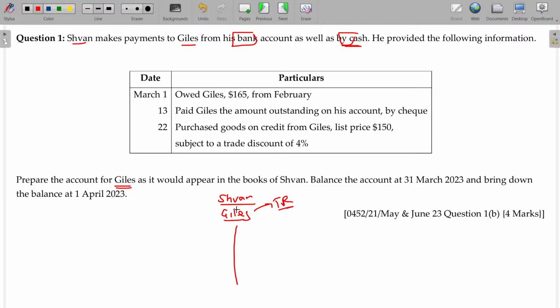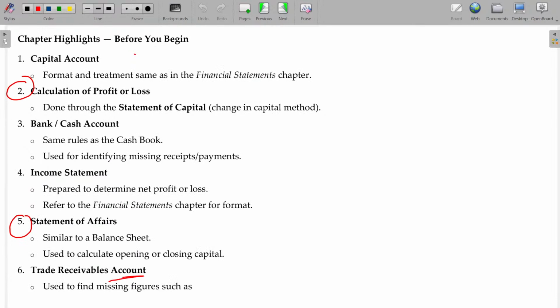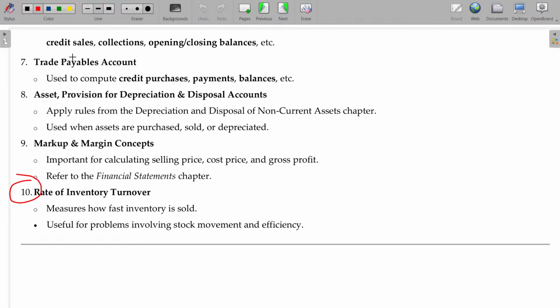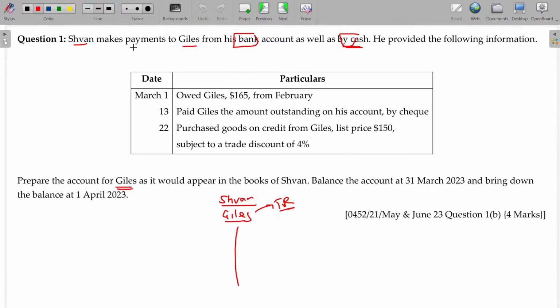Actually, it is not directly related to this chapter. Anyhow, this will be a hint to find out some missing data. This is the account you prepare for finding some missing data. See, a trade receivables account to find out some missing figures such as credit sales collection, which is required for calculations of any profit or loss under incomplete records. Hope you'll now be able to understand. Now let's try to solve this illustration.